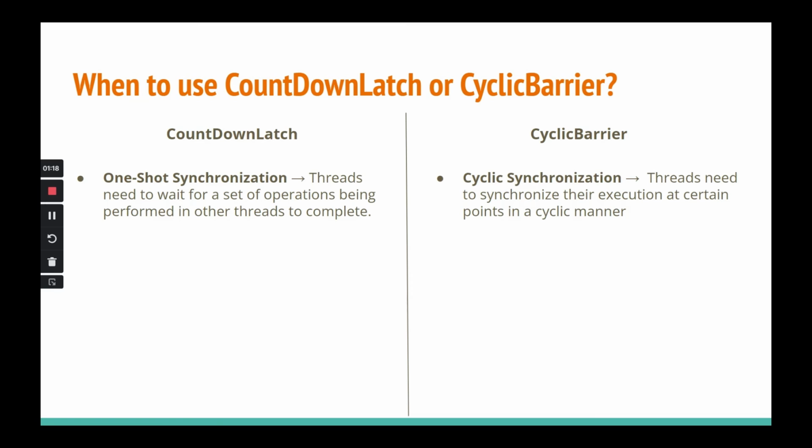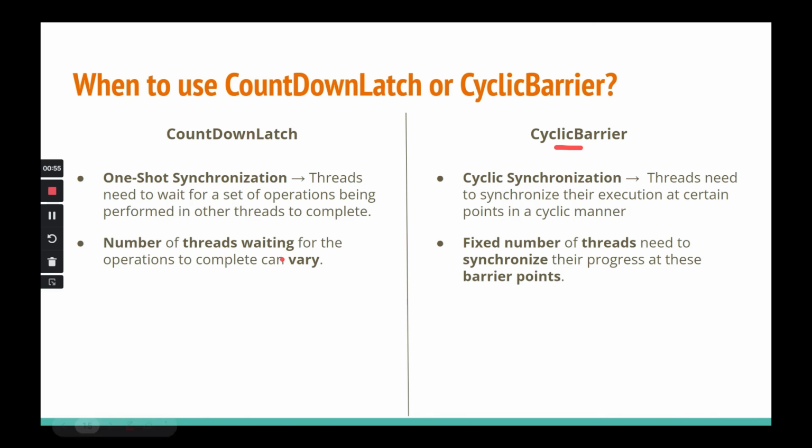If you need one-shot synchronization, like the health check example I gave, where you want the initialization checks to be done first and then you proceed with the rest of the execution, you're good to go with the countdown latch. But if I talk about batch processing where you might have multiple stages in which you want to synchronize the result, then you should ideally go with cyclic barrier. Number of threads waiting for the operations to complete can vary.